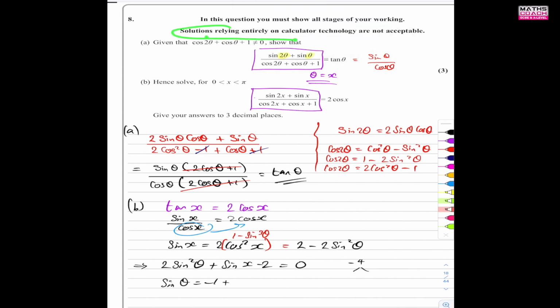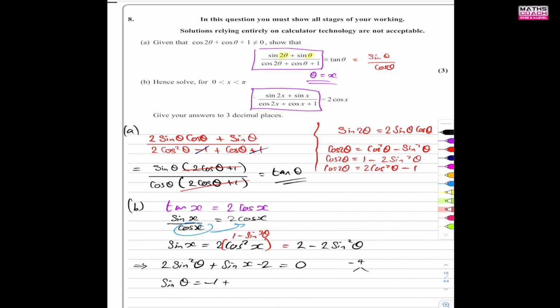This bit here where it says no solutions relying entirely on calculator not being acceptable is where you can just draw the graph on the graphical calculator and just read off the solution. That's not allowed here. So we're not obviously entirely using the calculator because most of it was done without the calculator. So we're just going to use it for the quadratic part.